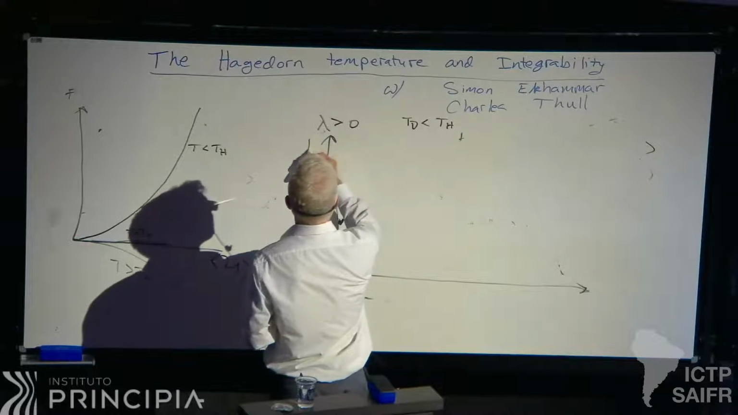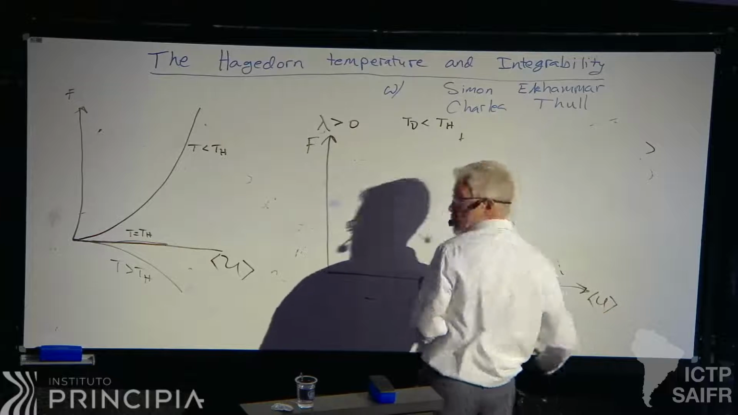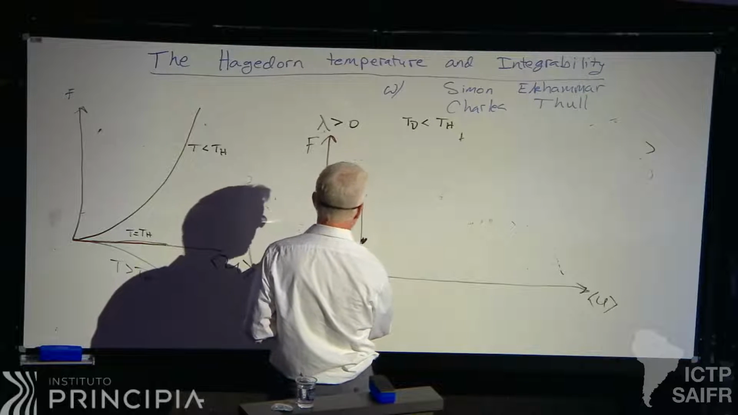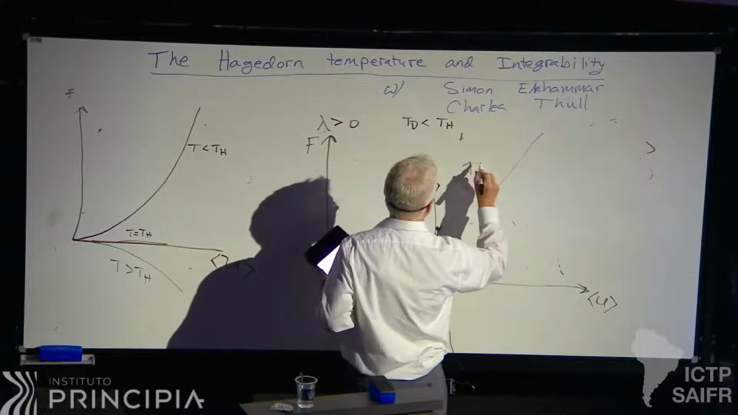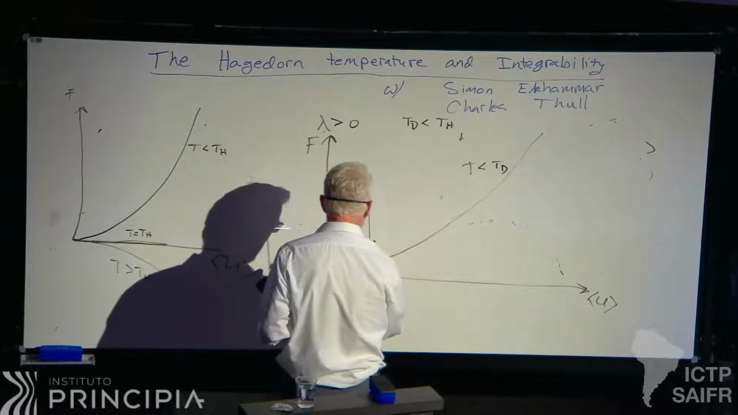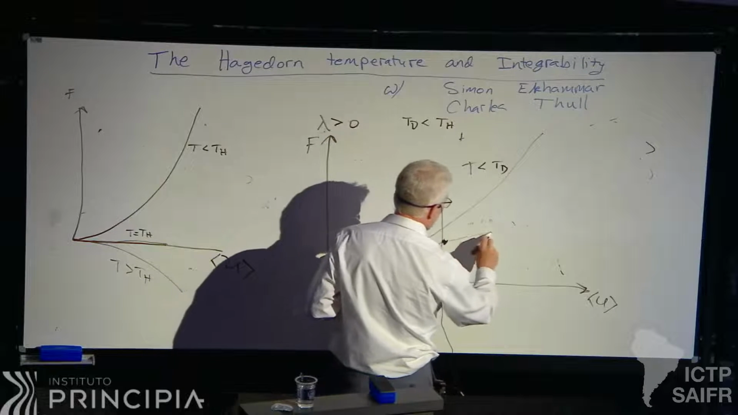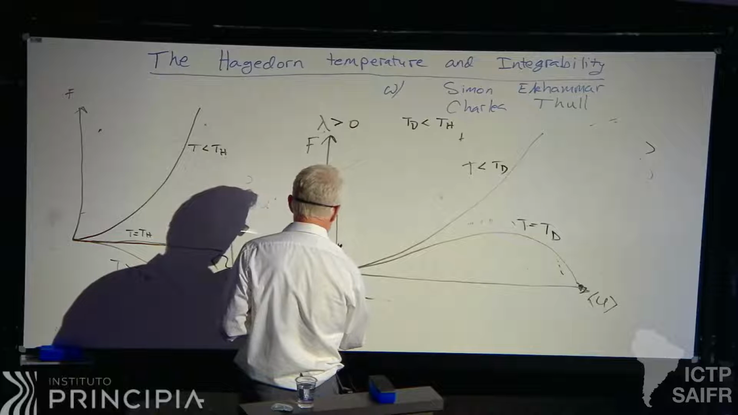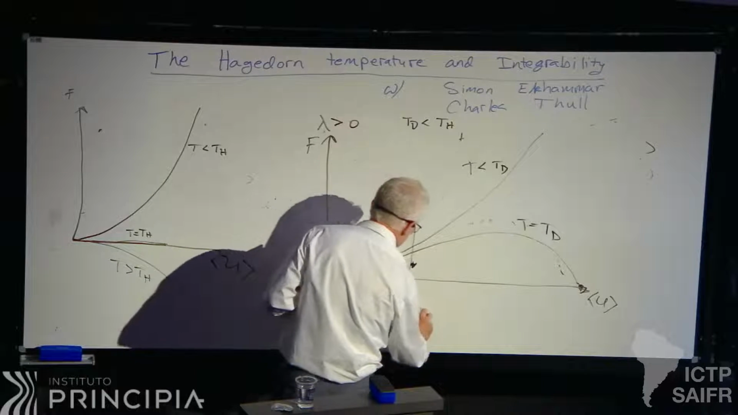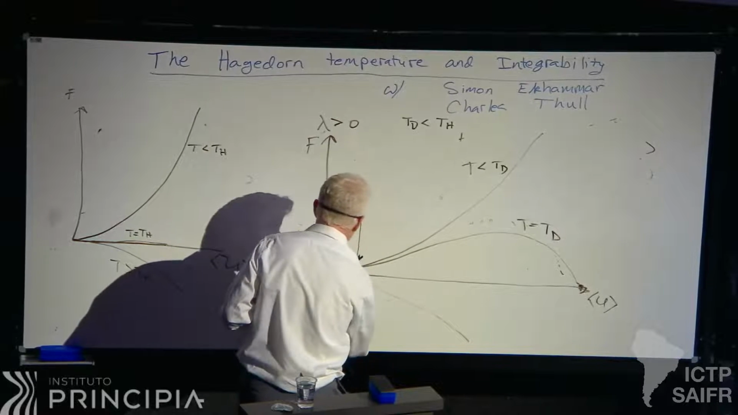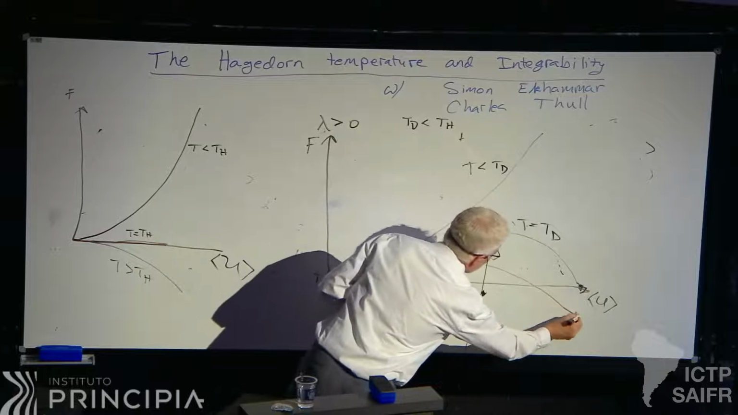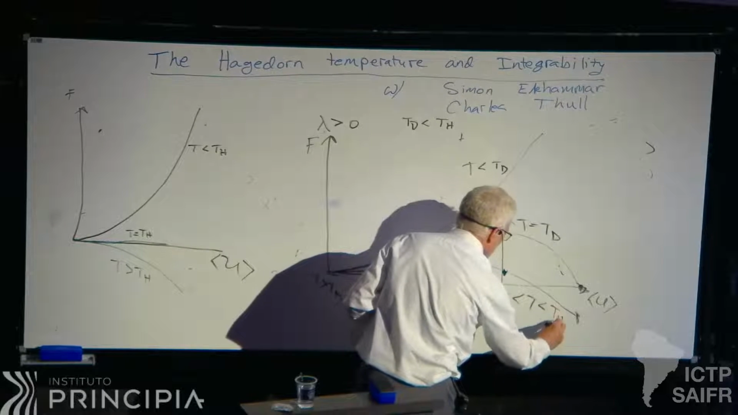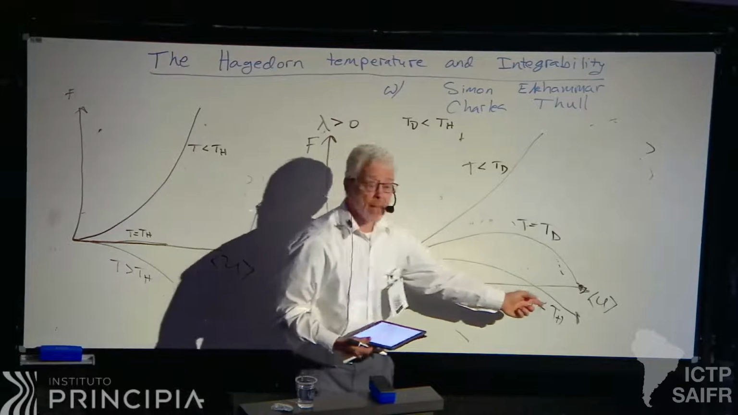Because what's going to happen then is if I draw this free energy versus the expectation value, if T is less than T_D, it still goes like this. If T is equal to the deconfinement temperature, it's basically going to go like this. So this is T equals T_D. And if T is greater than T_D, it's going to go up, but then it's going to go down like that. So this is T greater than T_D, but less than the Hagedorn temperature.